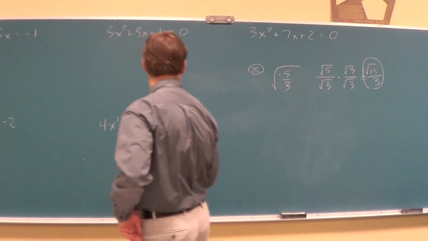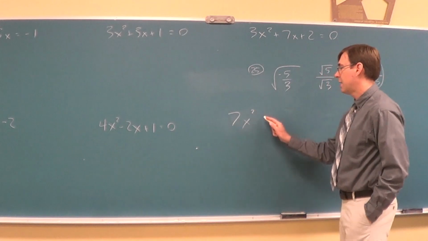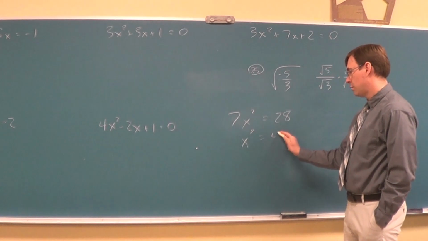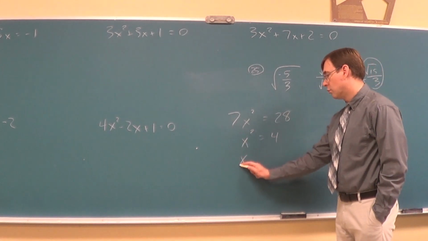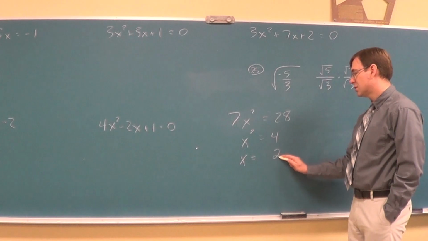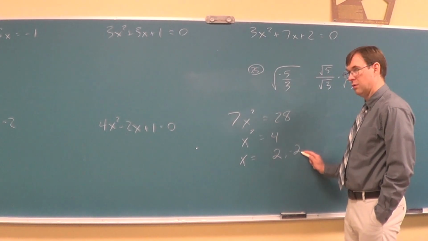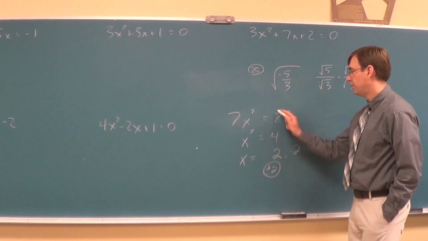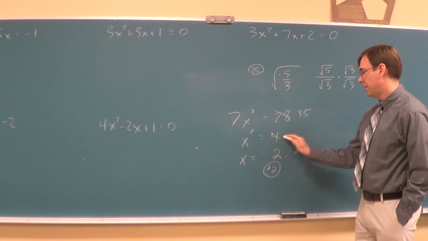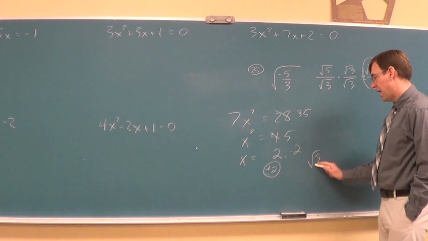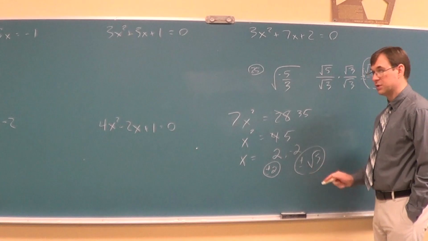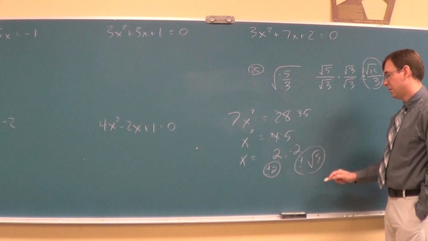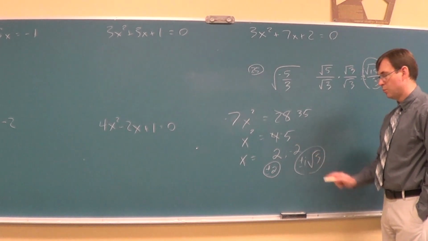Like, I'll make a new one up. If I had 7x squared equal 28, you'd go x squared equals 4, and then you do the root. When you do the root of 4, it's not just 2, it's also negative 2, which a simpler way to write is plus or minus 2. If this were a 35, and this were a 5, you'd go root 5, plus or minus. If this were a negative, you do the exact same thing, but imaginary.